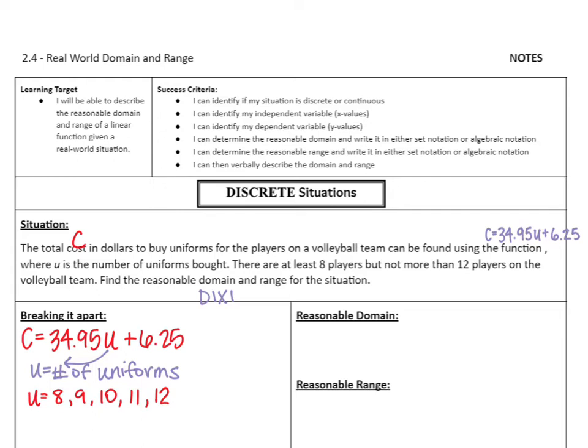So that's where I just sit back and read the problem and say, okay, what causes the other thing? What am I putting in? And since it's asking us to solve for C, we should have in our mind that that's probably my dependent variable, which is going to end up being my range. Just remember that's Roy D: range, output, y values, and dependent variable. So that's how I identified it. And again, since my U was part of the problem, I could establish that was my independent variable.